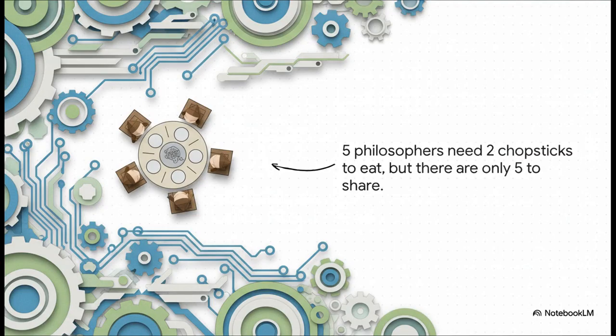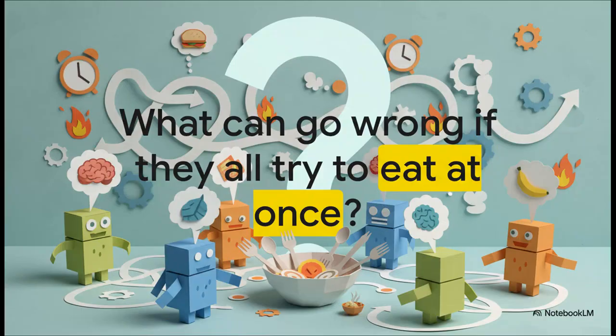Picture this. You've got 5 philosophers sitting around a circular table. Now here's the catch. There are only 5 chopsticks on the table, one placed between each philosopher. To eat, any philosopher needs 2 chopsticks, the one on their left and the one on their right. So they just sit there, thinking, and then eating, and then thinking again.